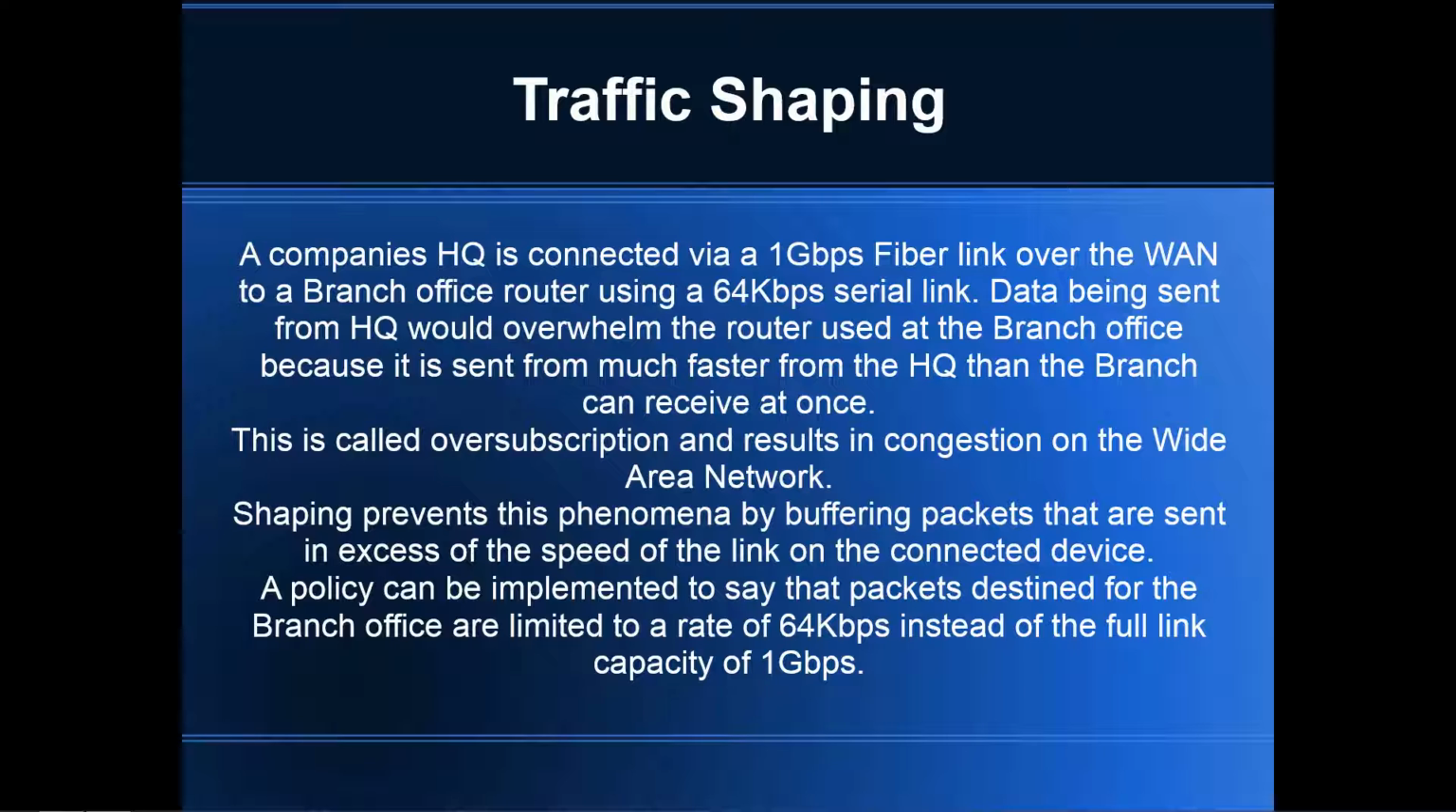when it knows it's going to be connecting to our branch office, it shapes it so that it only sends at the appropriate speed so that the branch office doesn't get overwhelmed. What it does is limit it to the 64 kbps. That way it's only getting what the branch office can take. That's the nice thing with our shaping.